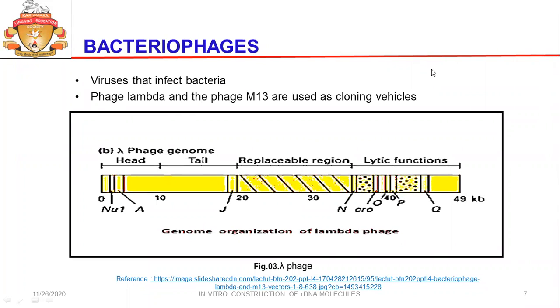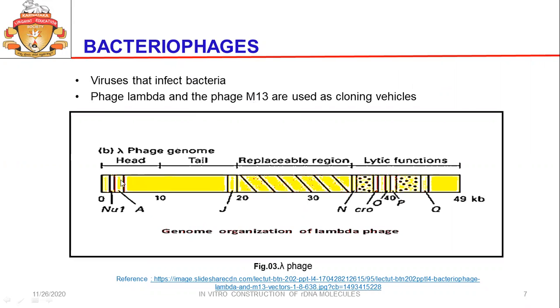Now coming to bacteriophages. These are the viruses that infect bacteria. The most commonly used cloning vehicles or vectors are phage lambda and phage M13. Phage lambda usually infects the E. coli K12 strain, the most common bacteria.